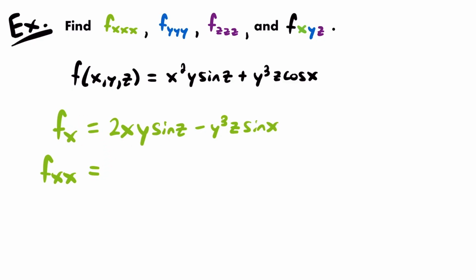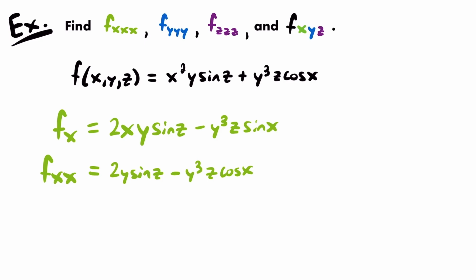So looking at this first term here, x is to the first power, so the derivative of that term will be everything else but x. Just take that x out and you have the derivative, because everything else here is a constant. We're still treating y and z as constants, so we just get 2y times sine z. And then for the second term here, once again, y cubed and z are still constants with respect to x, so we just have to take the derivative of sine x, and the derivative of sine is cosine. So we get minus y cubed times z times cosine x.